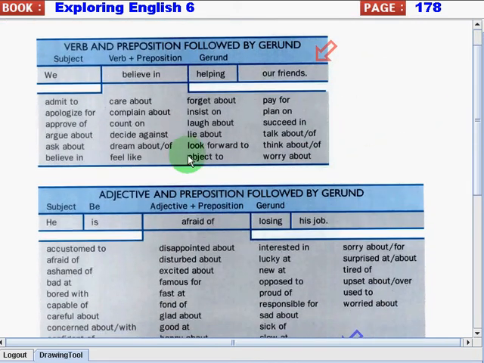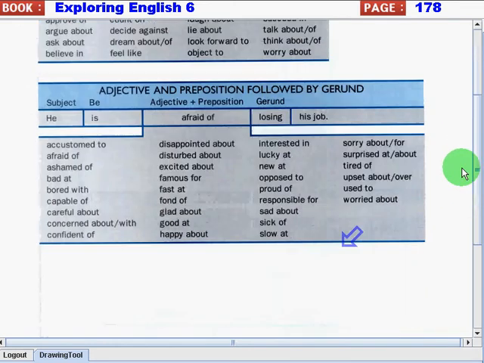As you can see, our subject is he here, and then we have our be form, then adjective plus preposition. Our adjective is afraid and preposition is of. In our previous structures, it's always a verb after the subject, but here we use adjectives. Again, he is afraid of losing his job. After the adjective plus preposition, we have a gerund again. Now, let's read the words below.